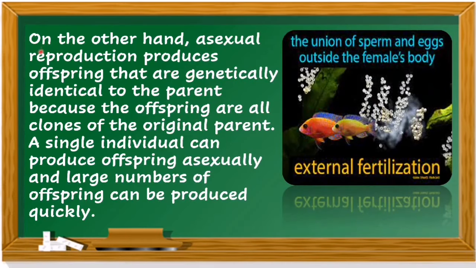On the other hand, asexual reproduction produces offspring that are genetically identical to the parent, because the offspring are all clones of the original parent. A single individual can produce offspring asexually, and large numbers of offspring can be produced quickly. This is an example, the union of sperm and eggs outside the female's body. This is called external fertilization in fish.